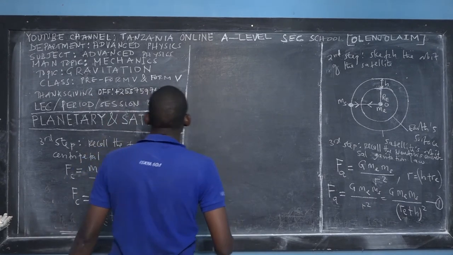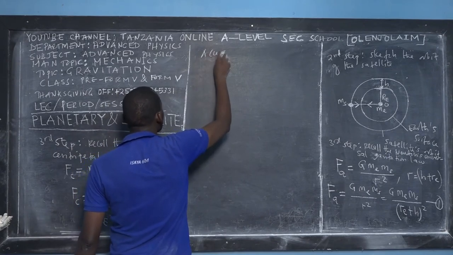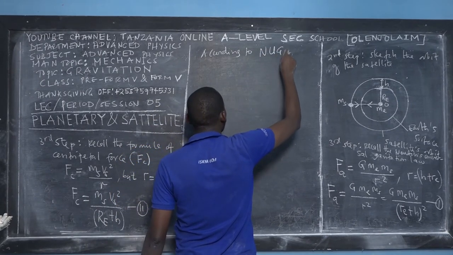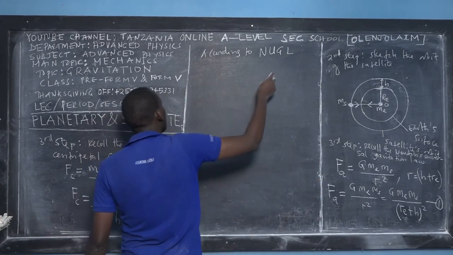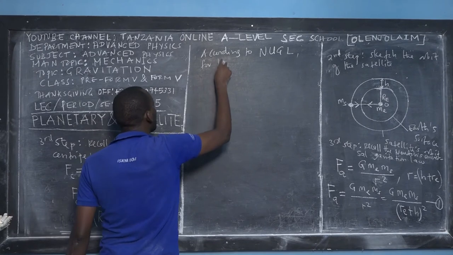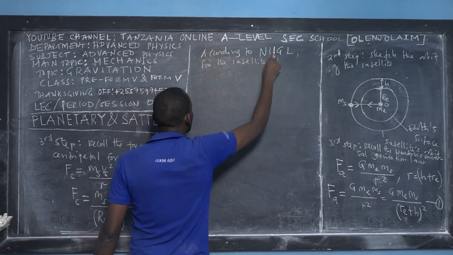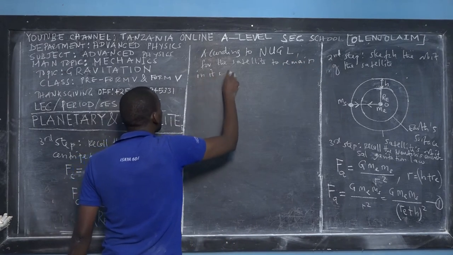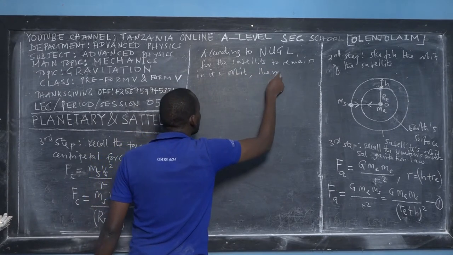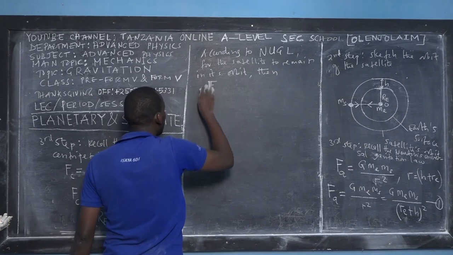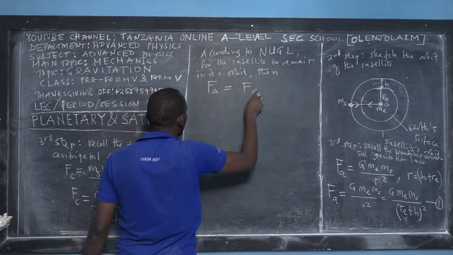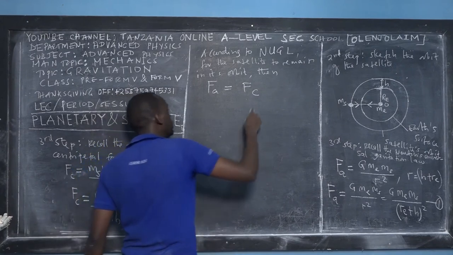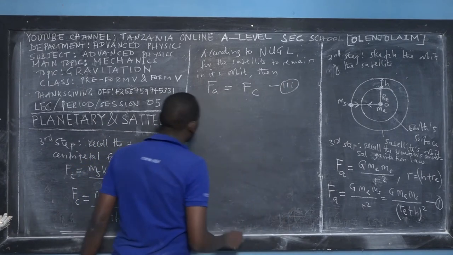Then we say that according to Newton's universal gravitational law, for the satellite to remain in its orbit, the force of attraction between the satellite and the Earth should be equal to the centripetal force provided by the satellite. Right? So this is the third equation, per se. So we can equate now.